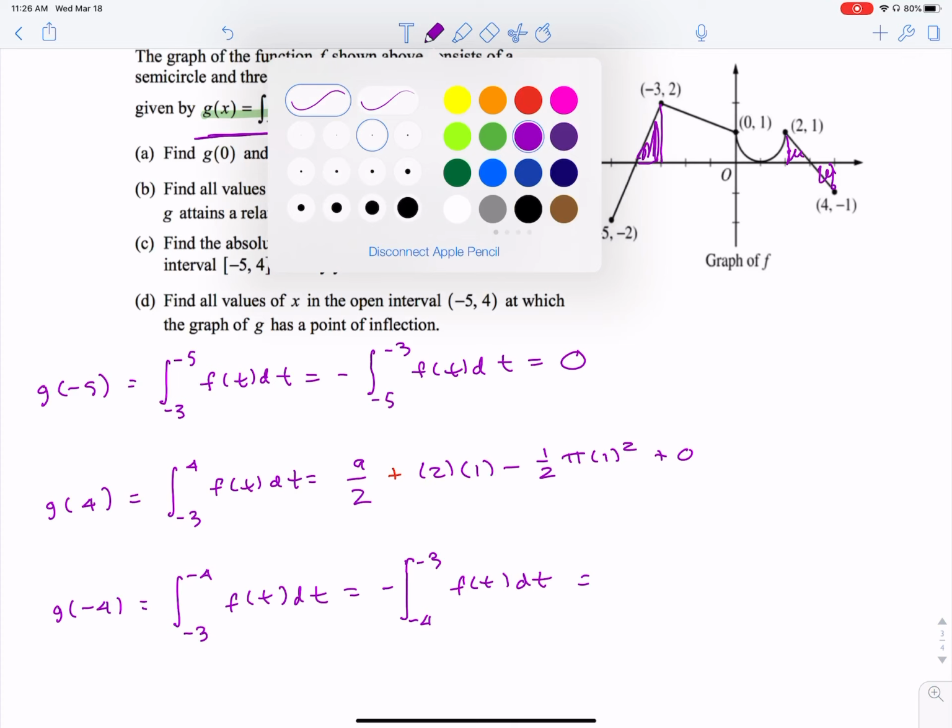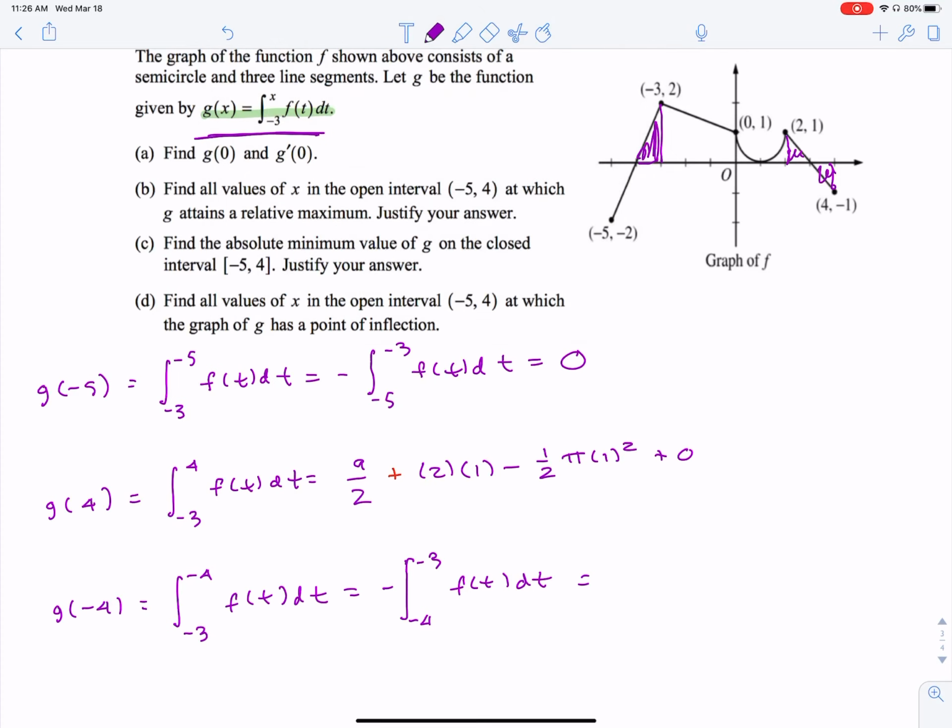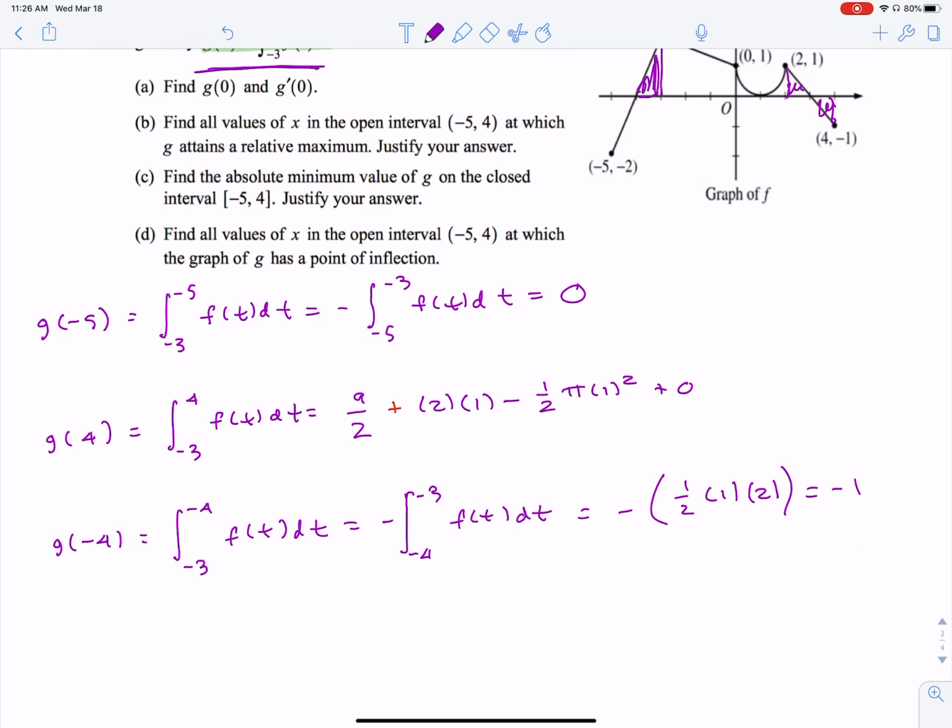So my apologies. So in this case, it's going to be equal to the negative of that area, and that area is 1/2 the base, which is 1, times the height, which is 2. So that equals -1. So notice, in summary, g of -5 was 0. G of 4 was some positive value. G of -4 is -1. So that is my minimum.